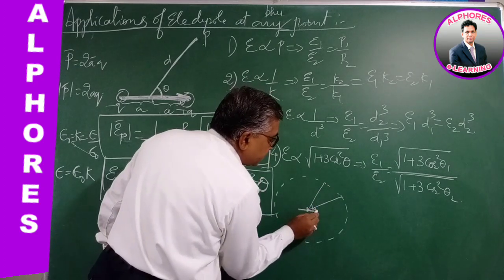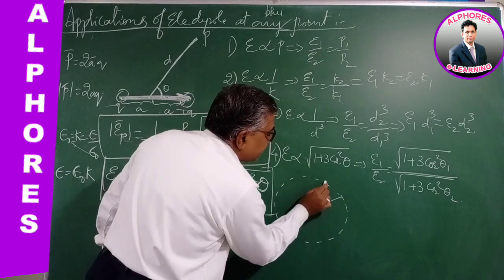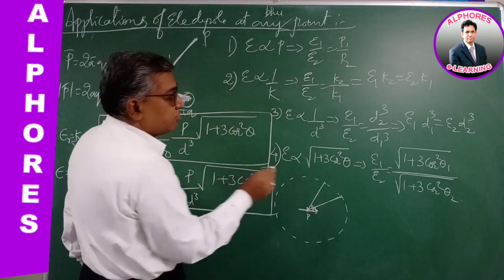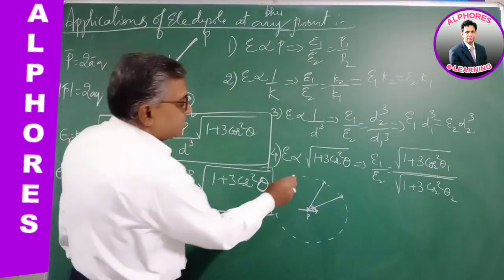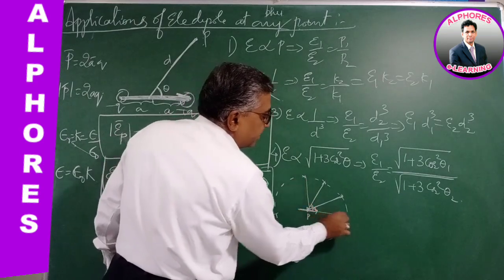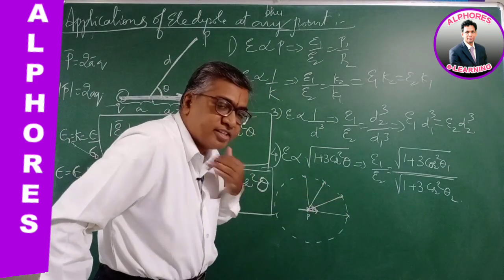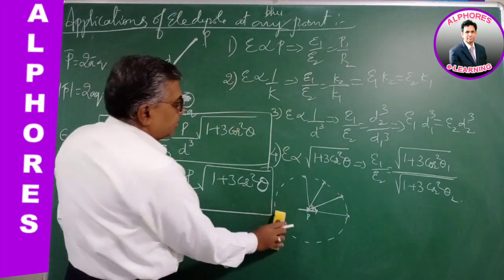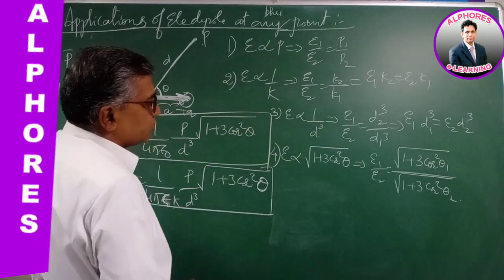You see, for the same dipole P and the same distance on the circle, the radius of the circle is the same, the distance is the same, but the angles are different. Now the field varies from this point to this point, right? At this point, it is still different. So for the same distance and the same dipole, for different angles, the electric field differs. So the electric field intensity varies with the angle also.